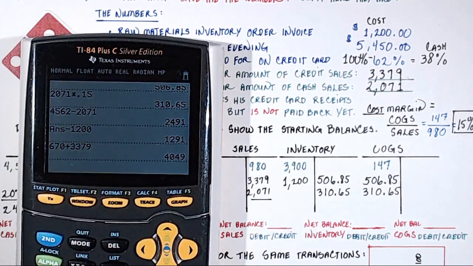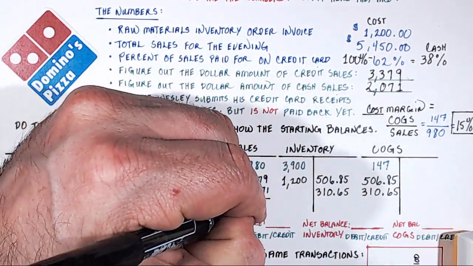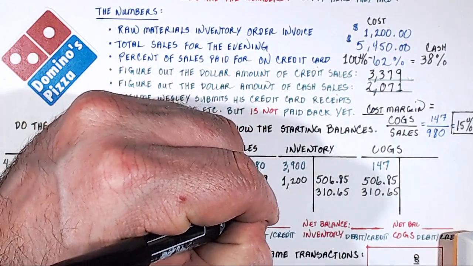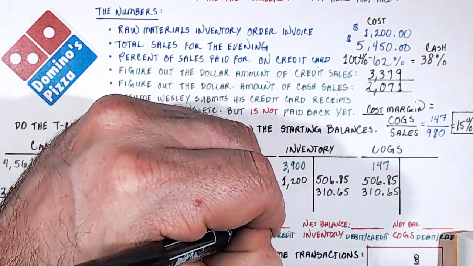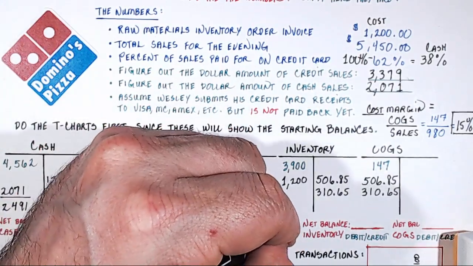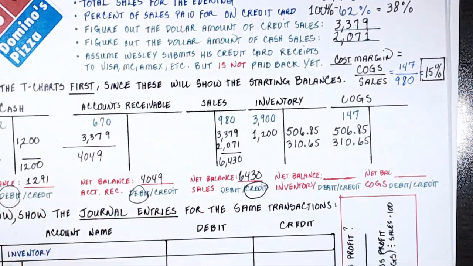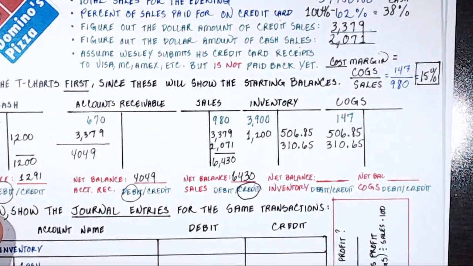So now, in sales, we're going to add the 980 starting balance, then the credit sales of 3379, and the cash sales of 2071, and all of that adds up to 6,430. We put 6,430 here, and it is a credit balance because sales, being an income account, credits increase it, debits decrease it.